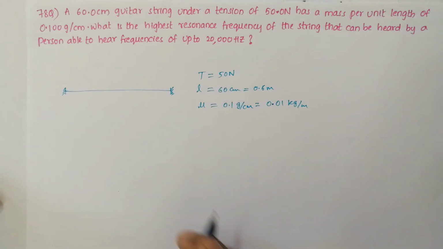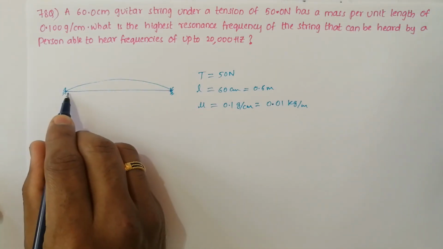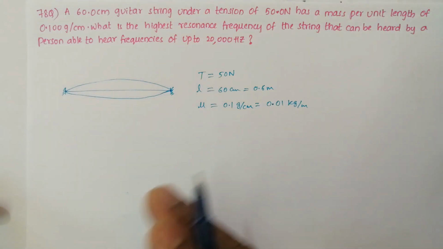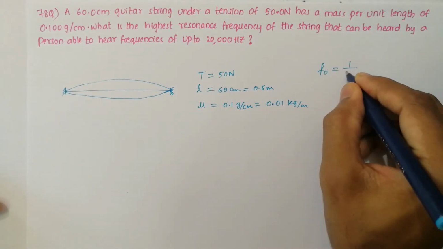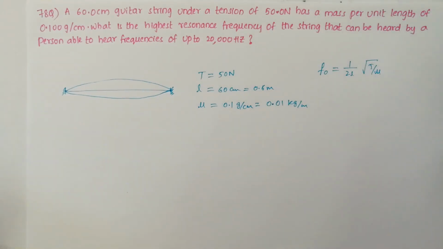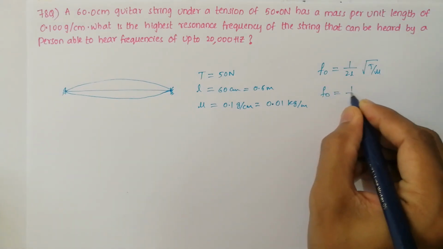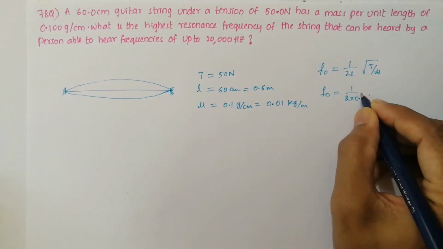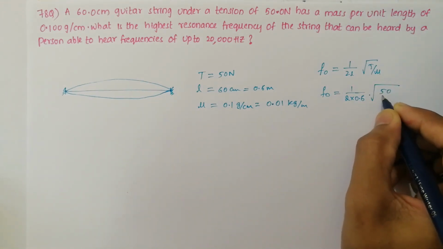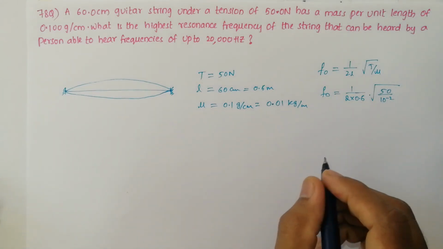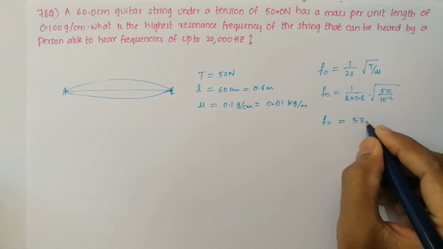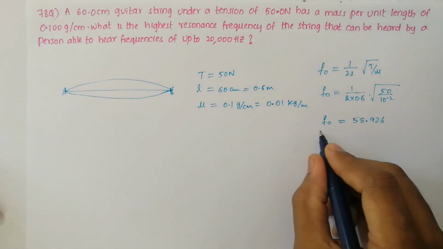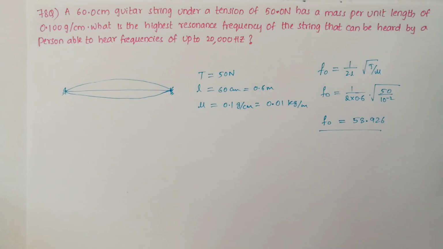Now from here we can calculate the fundamental mode, meaning the minimum possible frequency with which it can form stationary waves. So for the fundamental mode I'll calculate the frequency, and all the harmonics will be multiples of this fundamental frequency. So first let us find the fundamental frequency. It will be 1 by 2L into under root T by mu. This is the expression for the fundamental frequency. If I substitute the values, it will be 1 by 2 into 0.6 into under root 50 by 10 power minus 2. From here, F0 will be approximately 58.926. I have calculated it separately, so you can solve it and you will get it.